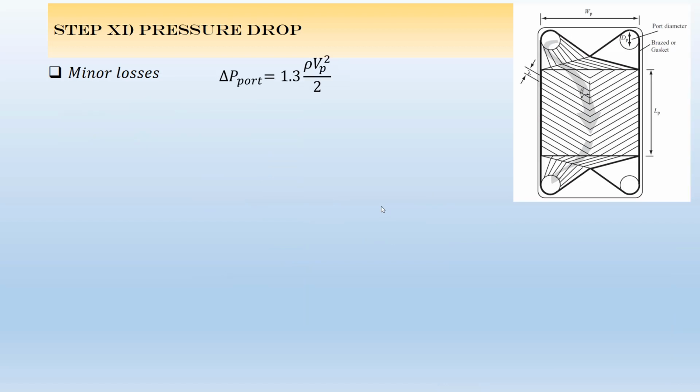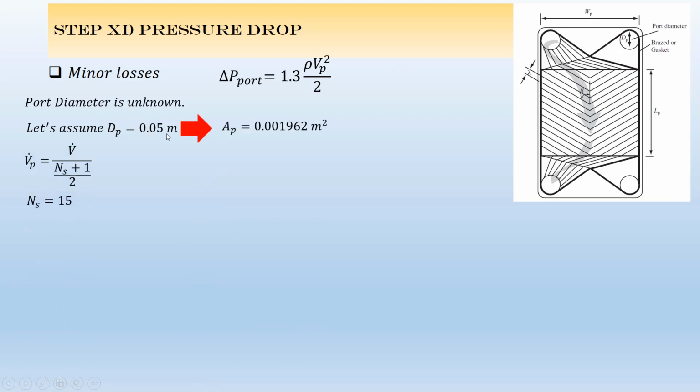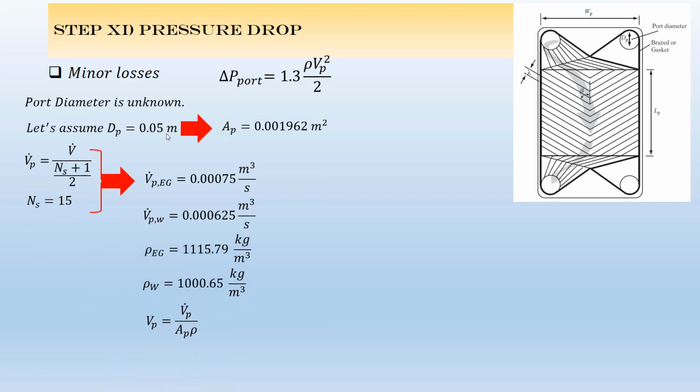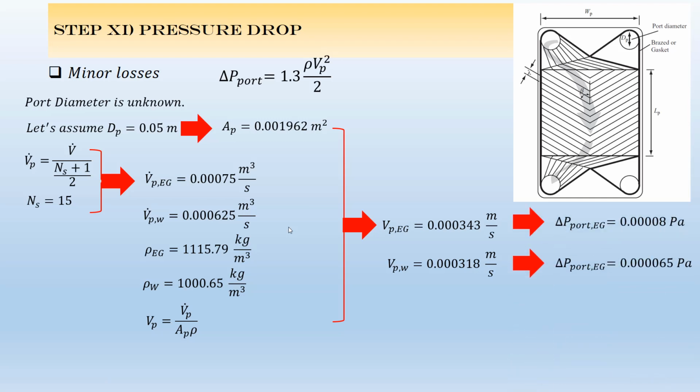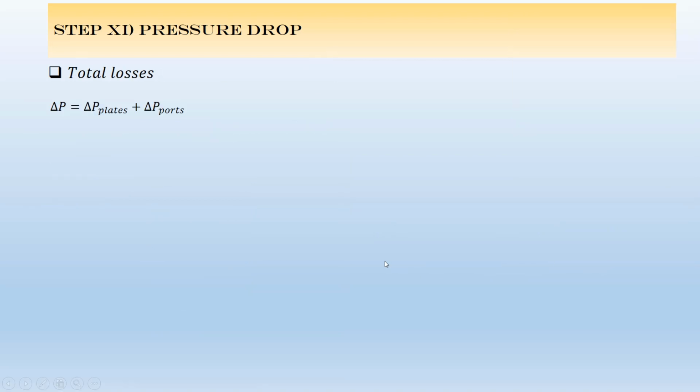For the minor losses, if you assume that the D in the D port is 0.05 meter, and then you calculate the LP, and then you calculate the velocity in the port for the water and ethylene glycol. You can calculate the velocities, and then you can find the delta P in actually the minor losses, and you can see that the delta P minor losses is negligible.